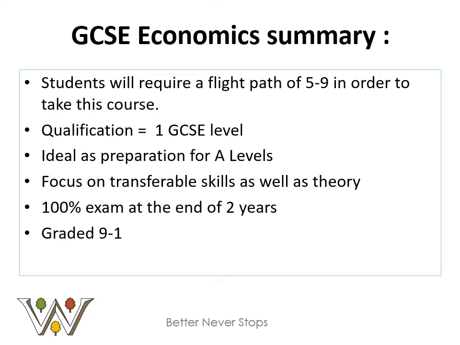In order to study economics, you must have a flight path of 5 to 9. At the end of 2 years, you will sit 2 exam papers, Paper 1 and Paper 2. Paper 1 will have Year 10 content, Paper 2 will have Year 11 content. Both papers are 1 hour 45 minutes each. Within this subject, you will gain 1 GCSE, and this is a good idea to study if you are planning to take economics for A-level. It gives you a good foundation. It is 100% exams. It is graded from level 1 to level 9.